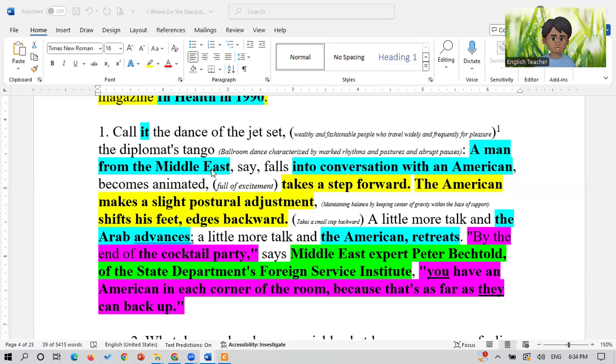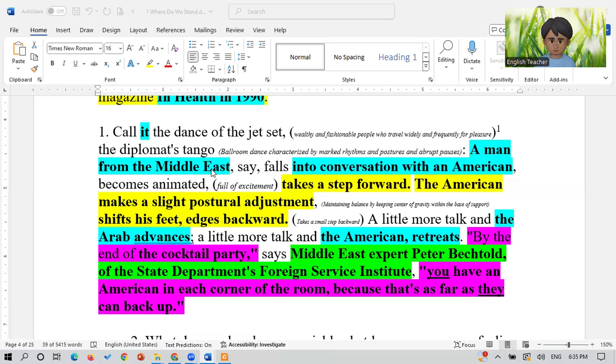Now, tension starts when you see that the American makes a slight postural adjustment. Why would the American walk back when the Middle Eastern fellow walks forward? This is the crucial point in the essay. Up to here, the situation is normal. The moment when the American moves backward, conflict starts in the story, in the drama.